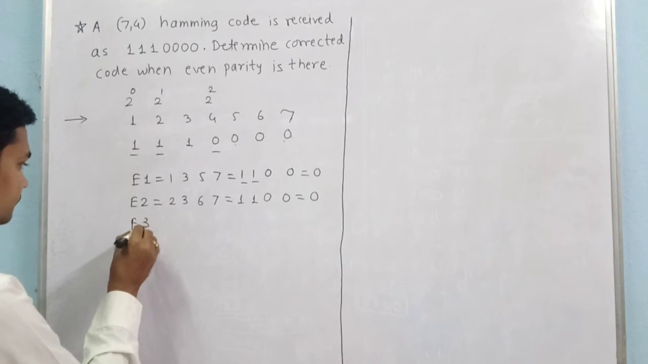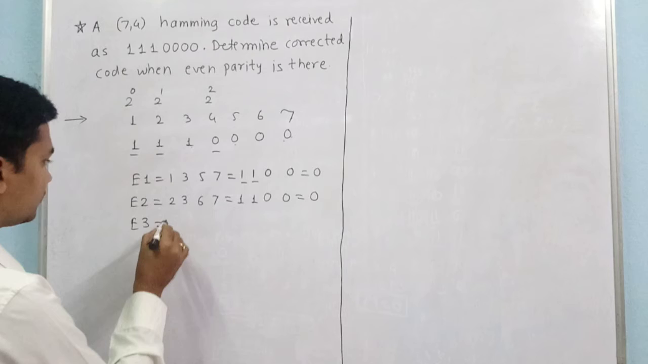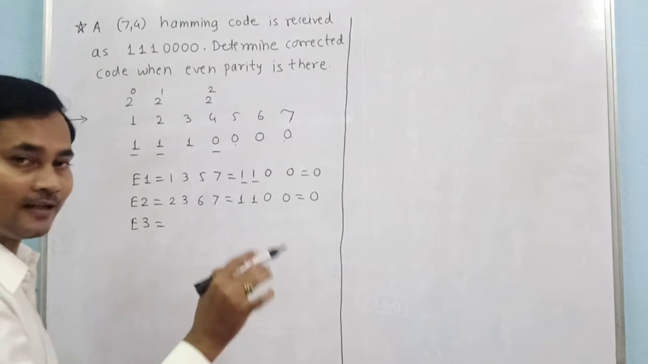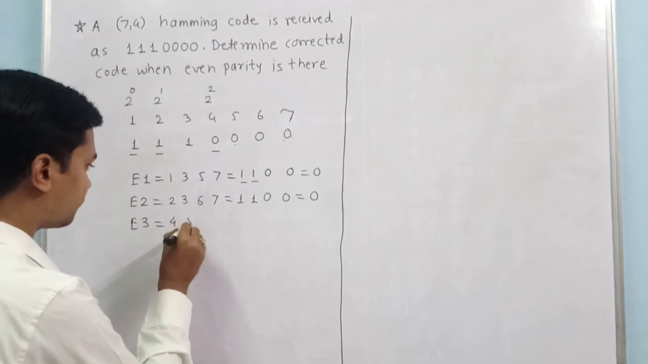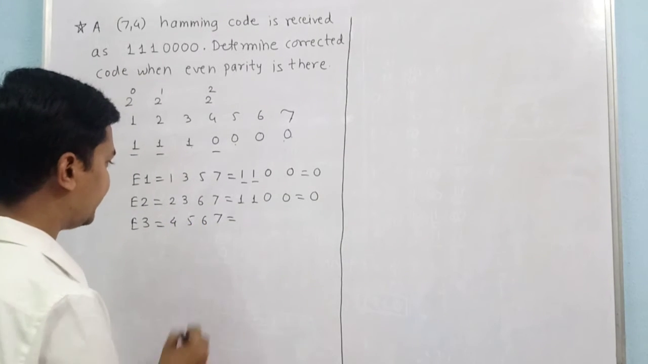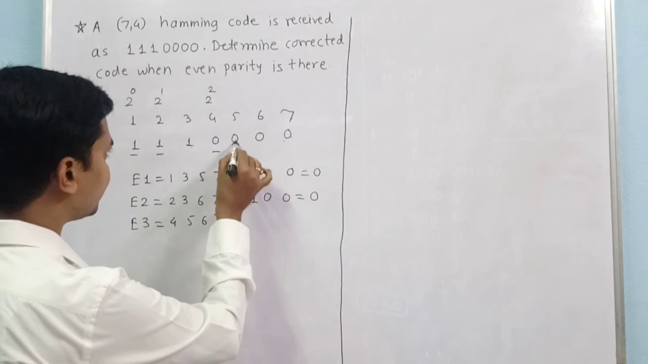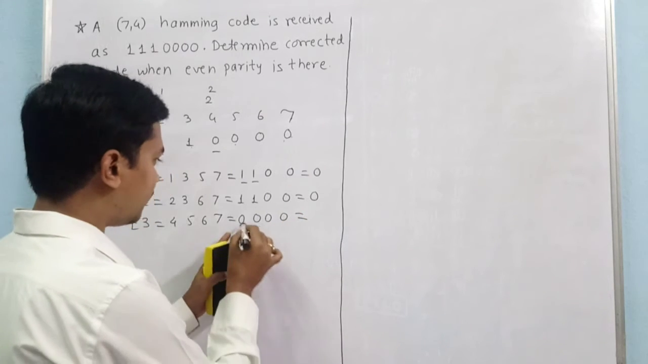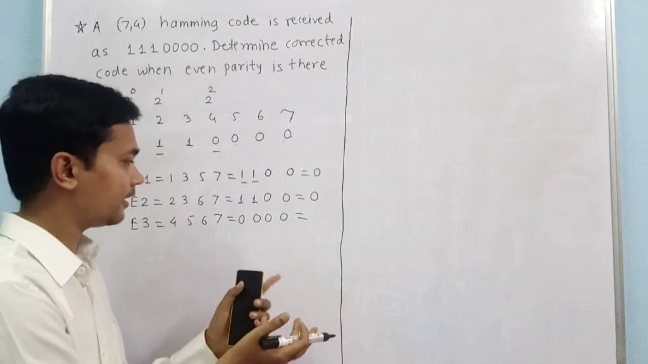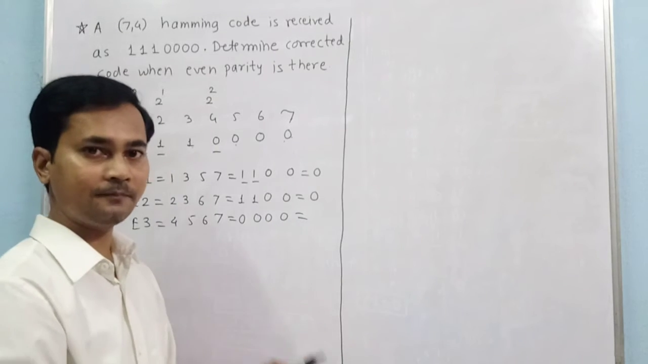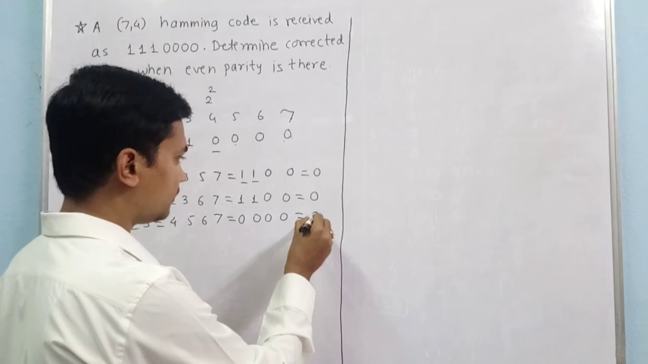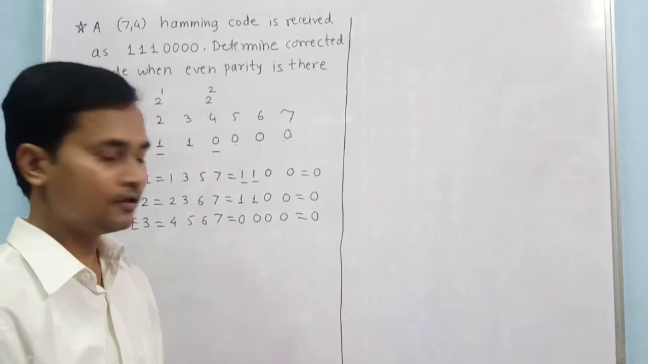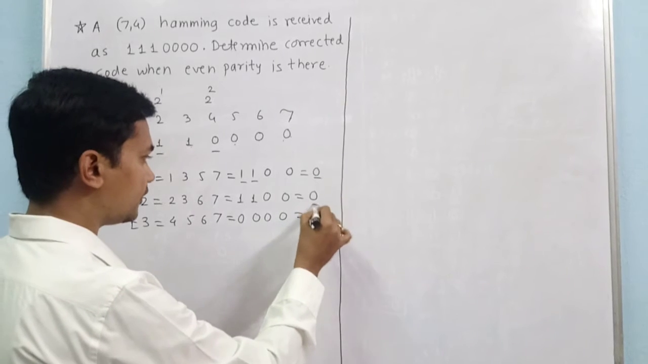Now for E3, we again consider 4 positions. Those are 4, 5, 6 and 7. All of them are 0, there is no logic one. These 4 bits are already in even parity, so it is not necessary to add 1 in this 4-bit format. So here we have got 0, 0 and 0.